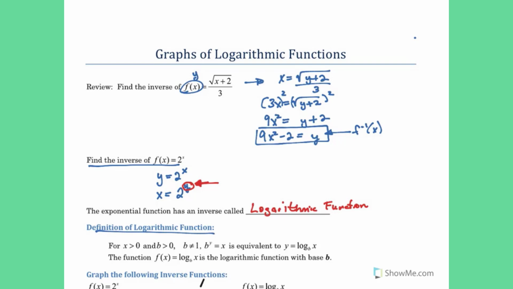For all x greater than 0, which means x has to be positive, and b has to be positive. And remember, exponents have a base, so that's our b, and our base is not equal to 1. Then b to the y equals x, which is what we have right here, is equivalent to y equals log base, in this instance 2, of x. The function f of x equals log base b of x is the logarithmic function with base b.